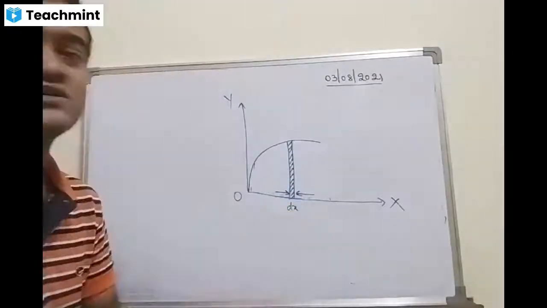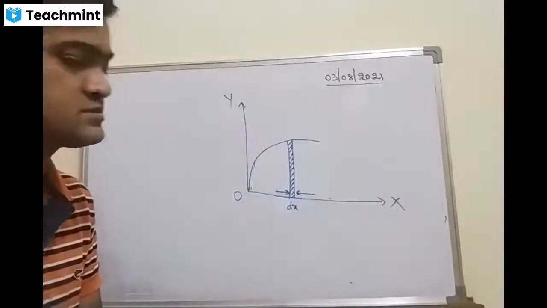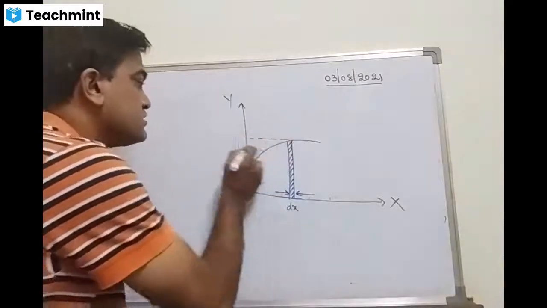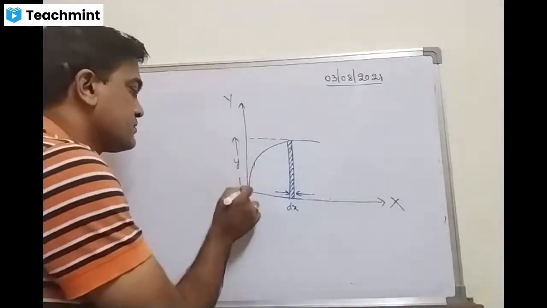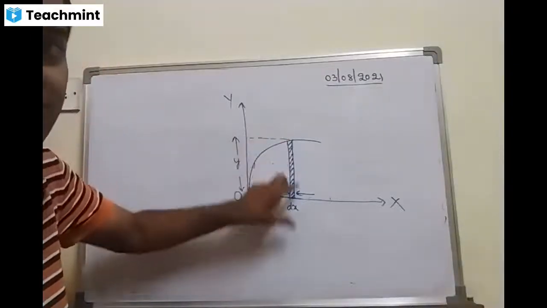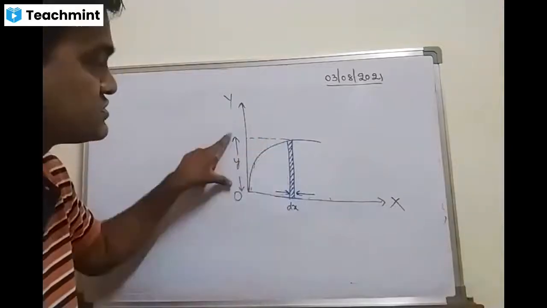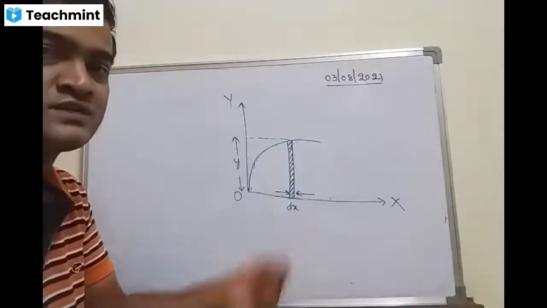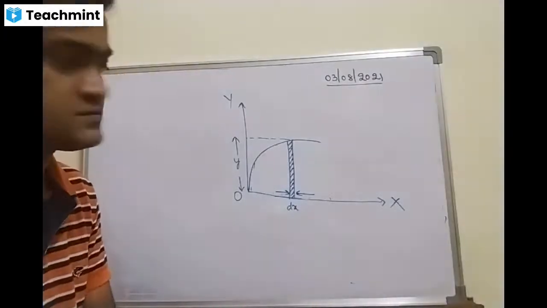This length is dx. This length is what? dx. Now, if I consider this portion as y, the height of this elemental strip as y, and this small elemental length as dx, how can you find out the area of this?